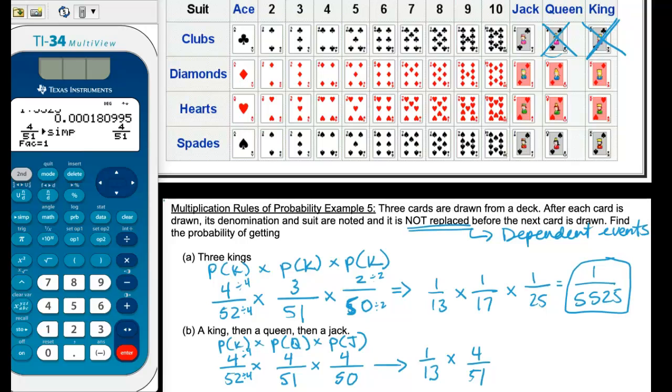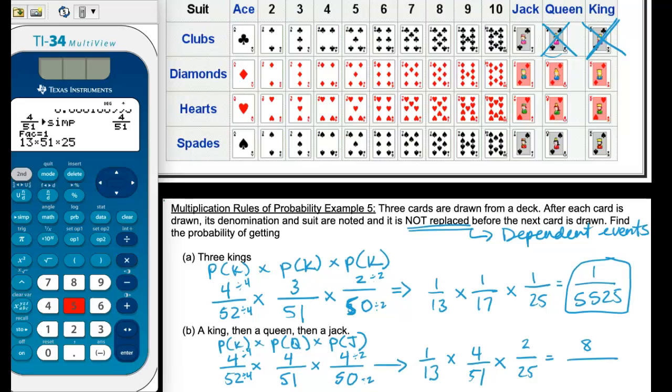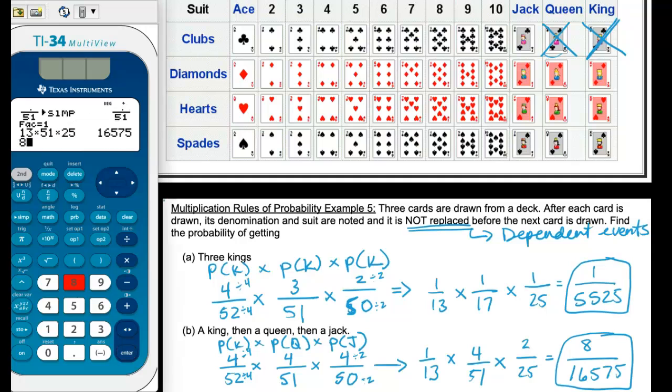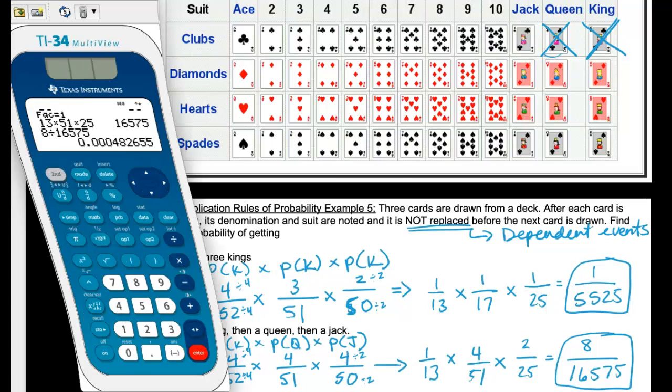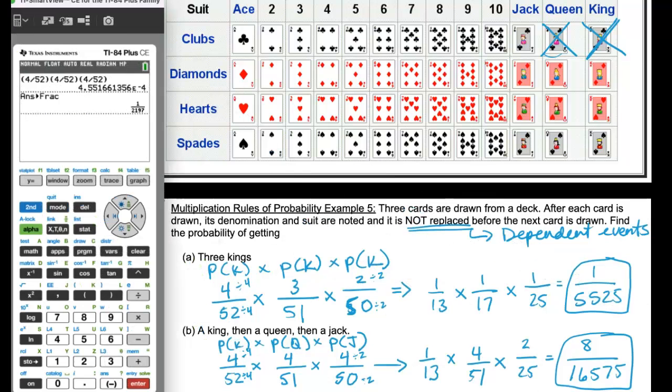And then we'll do the third fraction. So 4 out of 50, we can divide both of those by 2 and we get 2 out of 25. And so I'm going to multiply my numerator. So 1 times 4 times 2, I get 8. And then my denominator, 13 times 51 times 25, and I get a denominator of 16,575. And like before, if you want a decimal, you can just divide 8 by 16,575.